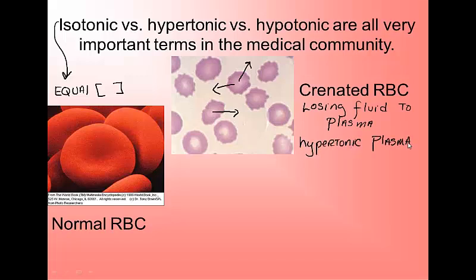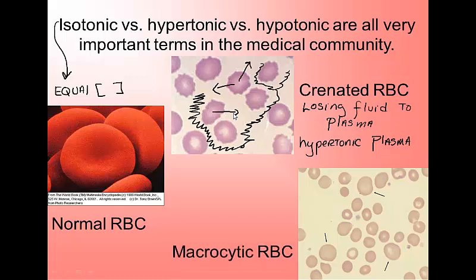So I'm going to call it a hypertonic plasma. The solution surrounding the red blood cells is a higher concentration. So the red blood cells are losing solvent to dilute the higher concentration. They're becoming crenated, shriveled up and dried up, losing their solvent to the plasma.